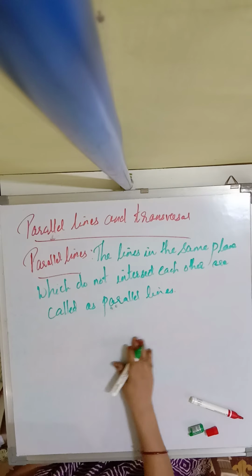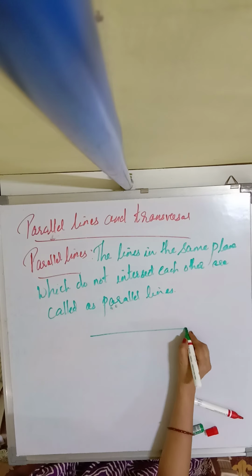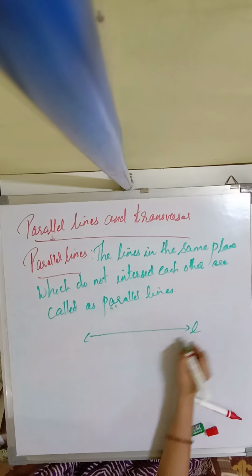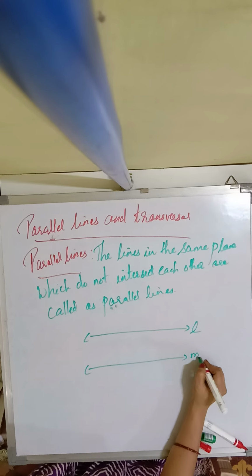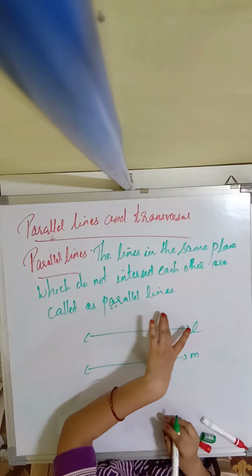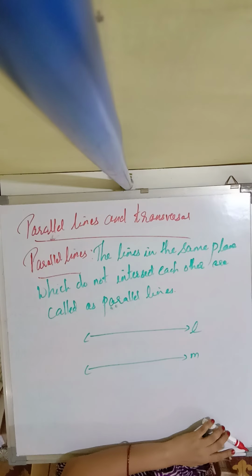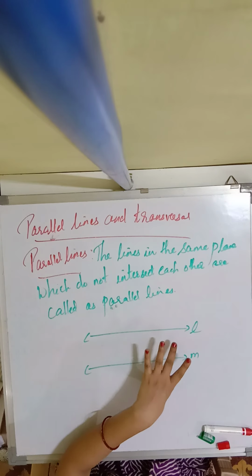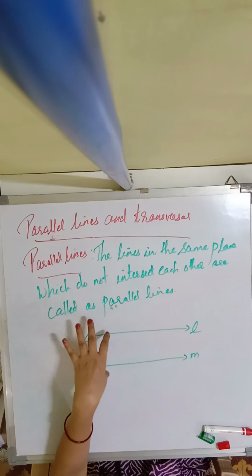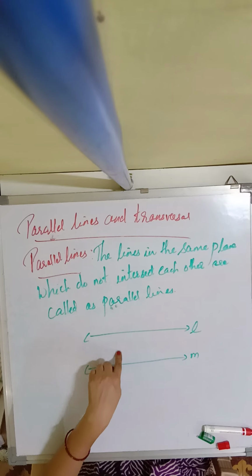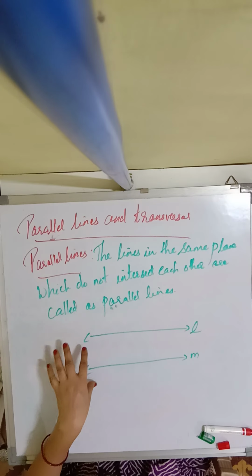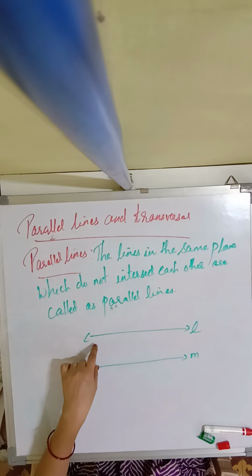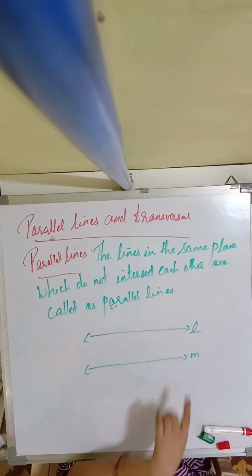Suppose I am drawing two lines, say this is line L and this I am drawing as line M. Now you can see that both these lines we have drawn in a rough figure. That means they are parallel lines, and one thing to remember, parallel lines are at equal distance at every point. Okay, this is a rough figure, but then you can draw properly. So both the lines are at equal distance at every point.